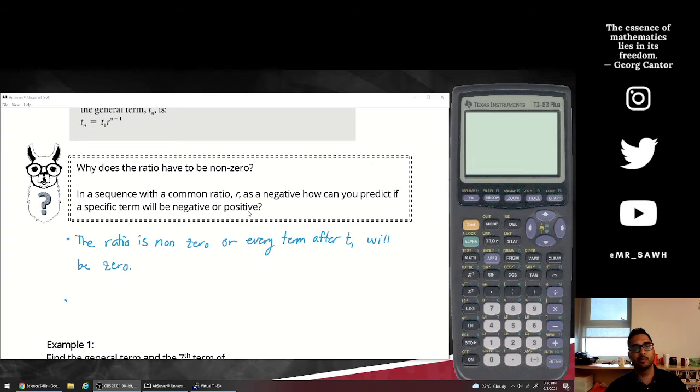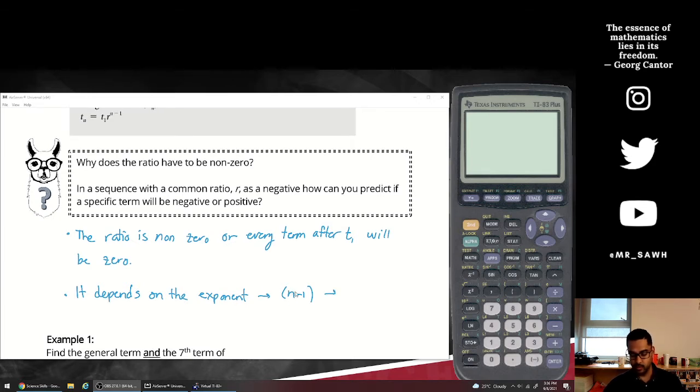Now, you've got to think about exponents here, because that's what this is based off of. It depends on the exponent, which really means it depends on what n minus 1 is, or what that value is.